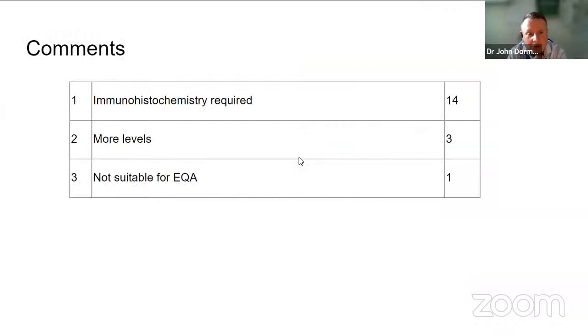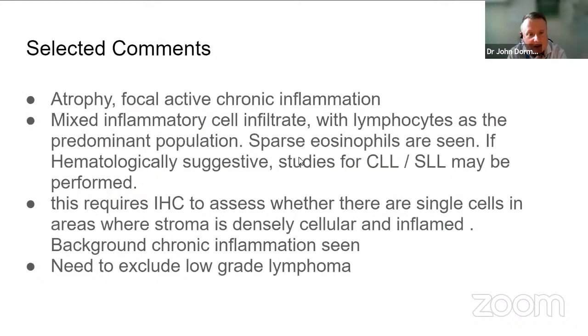Comments: 14 people wanted immuno, a few people more levels, and only 1 person thought it wasn't suitable for the EQA. Selected comments: there weren't many, most of them just describing what was in there, mostly benign features of atrophy and focal active chronic inflammation. There were a couple of comments about the need to exclude low-grade lymphoma, which was interesting.